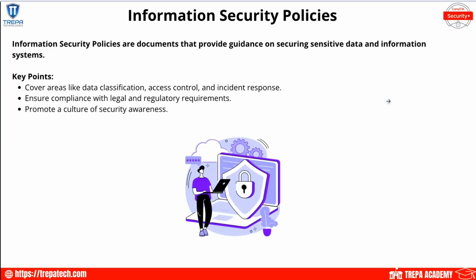So information security policies. These are documents that provide guidance on securing sensitive data and information. They're going to cover areas like data classification, access control, and incident response. High level, right? Okay, we have these different data classifications. We have this type of access control, and it's for these reasons. This is also going to define and ensure compliance with our legal and regulatory requirements, and also promotes a culture of security awareness. So part of our security policies may not just be a piece of paper that gets printed at the front door. It could be a part of the culture we're trying to breed within our organizations.